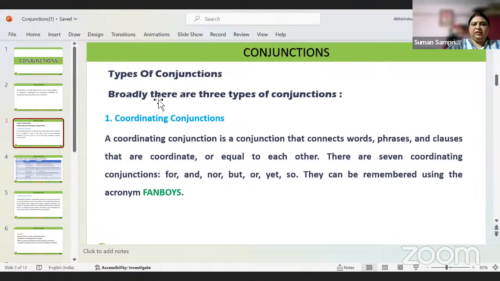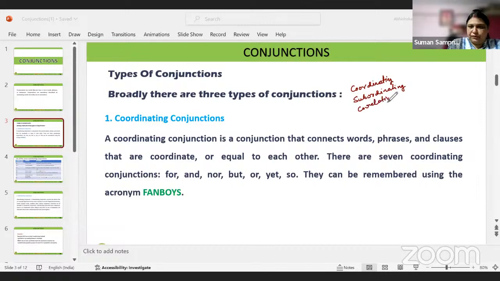Now we will see how many types of conjunctions there are. Broadly, there are three types of conjunctions. Whenever you are reading about conjunctions, you will broadly find three types. So what are those? One is called coordinating conjunction, one is called subordinating conjunction and another one is called correlative conjunction. So the first three are: coordinating conjunctions, subordinating conjunctions, and correlative conjunctions.